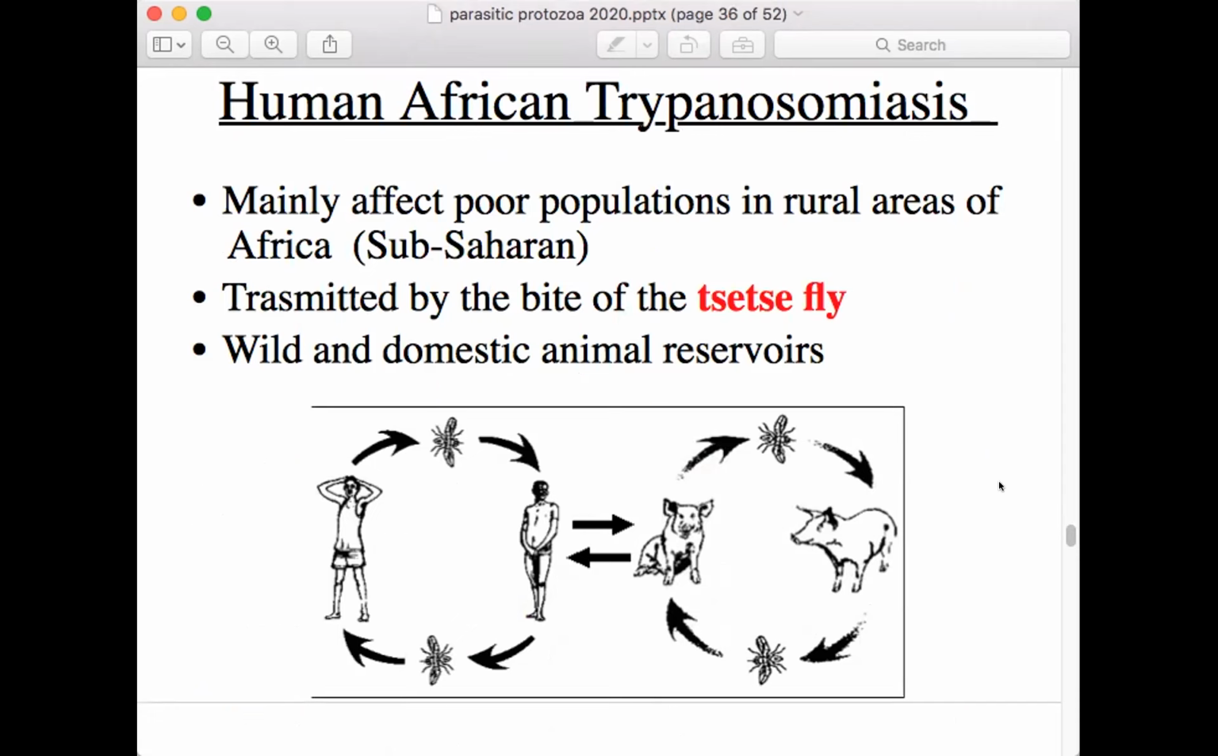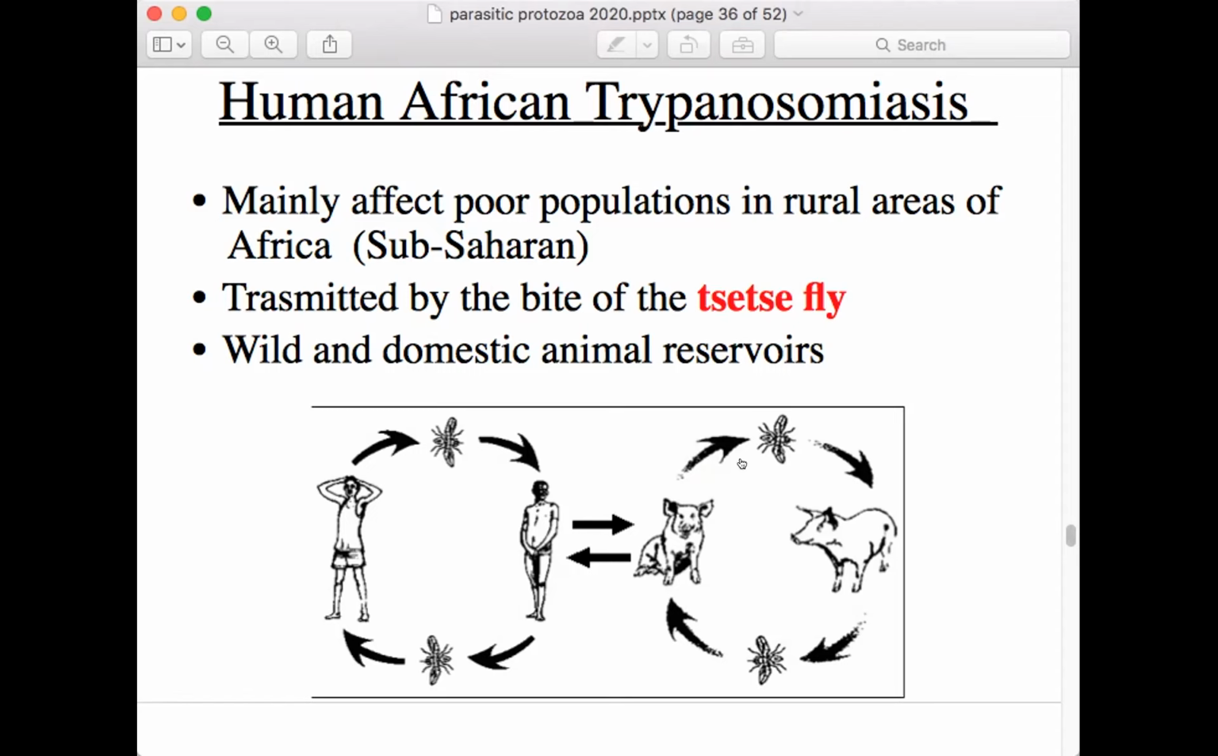All right, the reservoirs of this parasitic organism can be either wild or domestic animal reservoirs. Humans can also be a reservoir. But I want you to be familiar with the disease, the organism, which is Trypanosoma brucei, and then the vector, in this case, is the tsetse fly, right? This matters. You need to be able to distinguish between the vectors that are responsible for the transmission of these different organisms, all right?